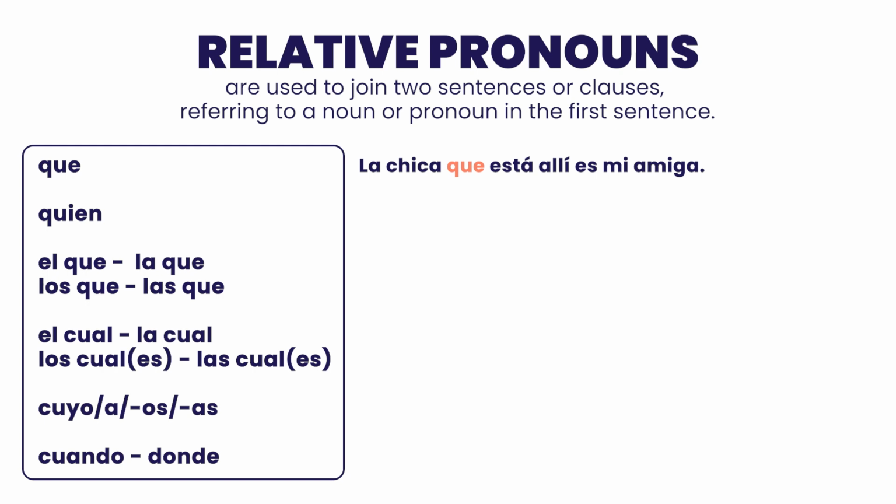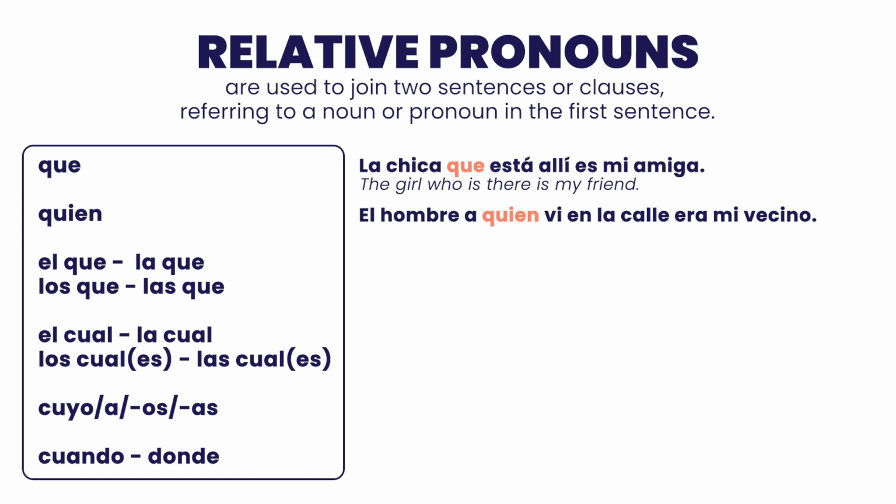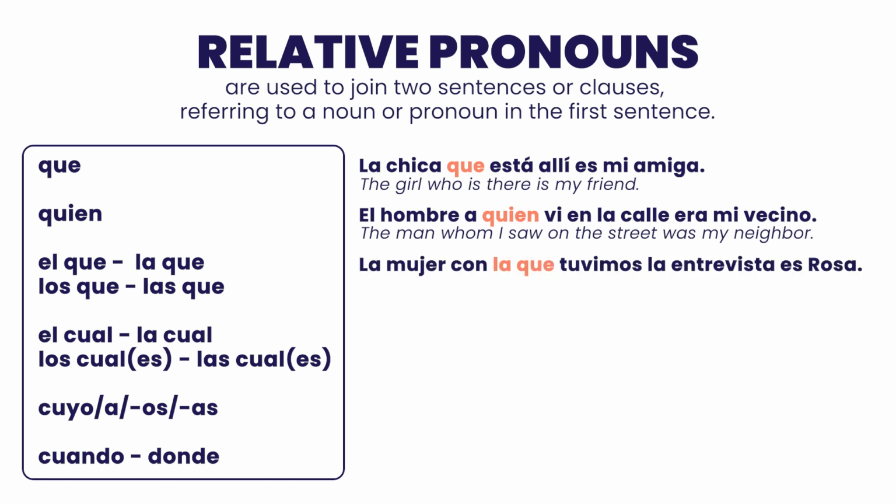La chica que está allí es mi amiga. The girl who is there is my friend. El hombre a quien vi en la calle era mi vecino. The man whom I saw on the street was my neighbor. La mujer con la que tuvimos la entrevista es Rosa. The woman we had the interview with is Rosa.